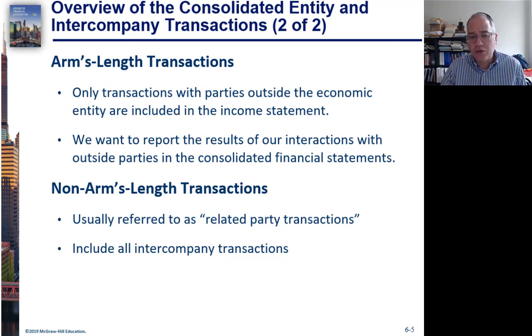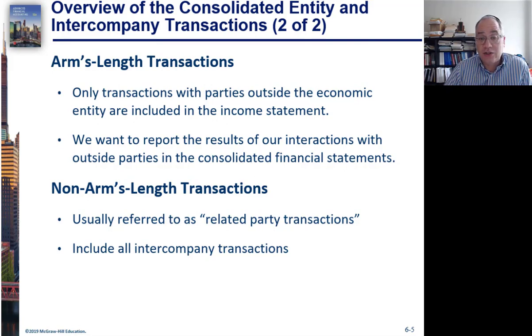Other transactions, what we call non-arm's length transactions or related party transactions, or intercompany transactions, are this type. There are related party transactions, by the way, where you can record a profit, but you have to disclose the nature of the transaction. But that's not what we're talking about here. We're talking about where a parent company sells to a subsidiary, or a subsidiary sells to a parent. It could also be a situation where two subsidiaries sell to each other.